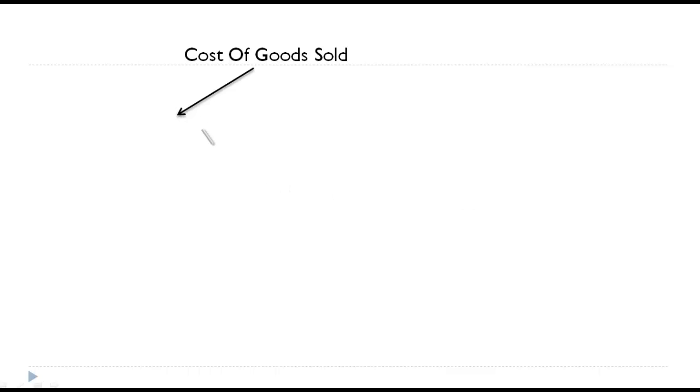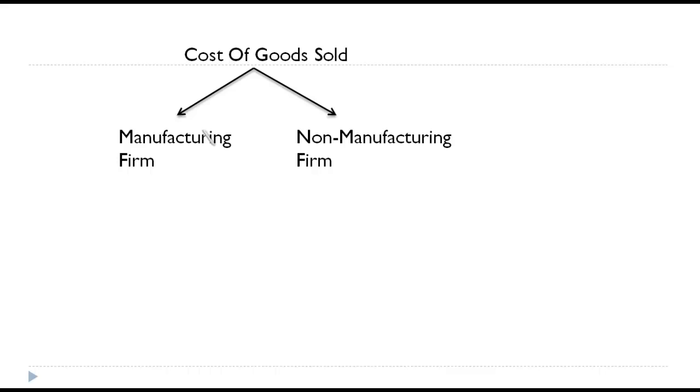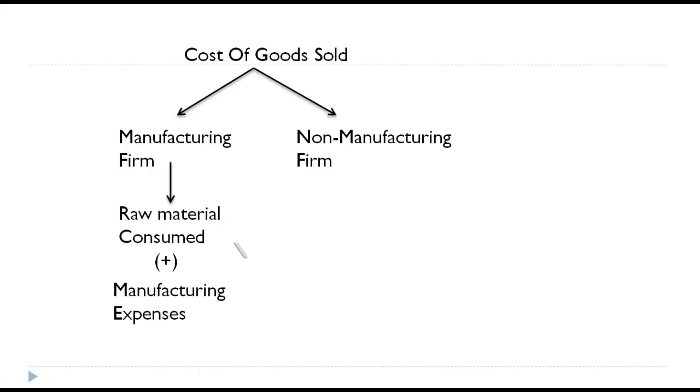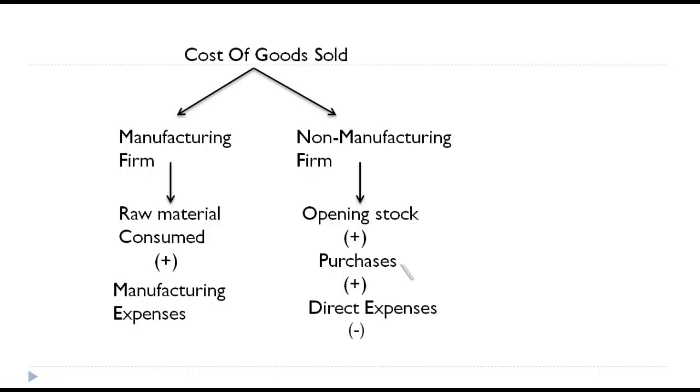One is applicable for manufacturing units, the other one for non-manufacturing units. For manufacturing units you will have a separate category, and for non-manufacturing units you will have a separate category. For manufacturing, it is basically the cost of raw material consumed plus the manufacturing expenses. So this is the cost of goods sold for manufacturing units, whereas for non-manufacturing units it is the opening stock you had in the beginning plus the goods you have purchased, and your direct expenses, then adjusted for closing stock, of stock or materials.